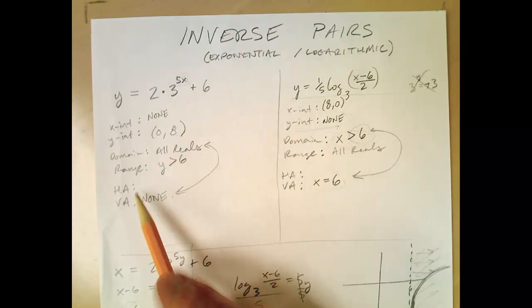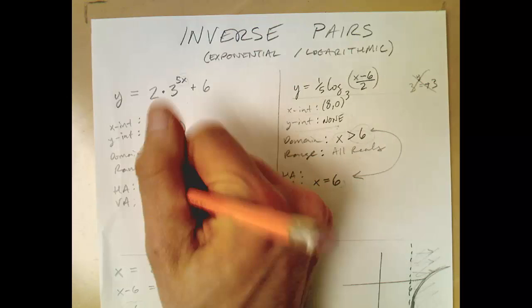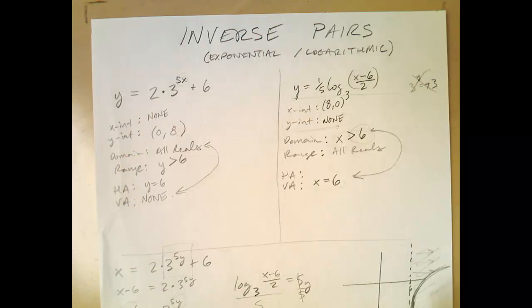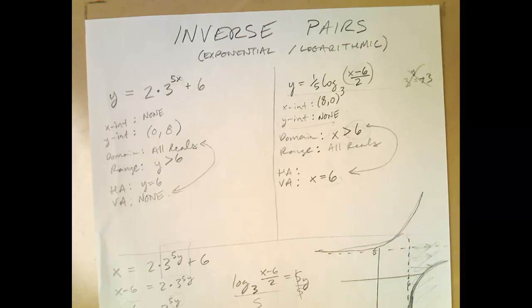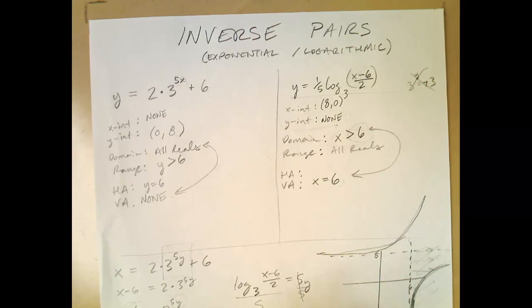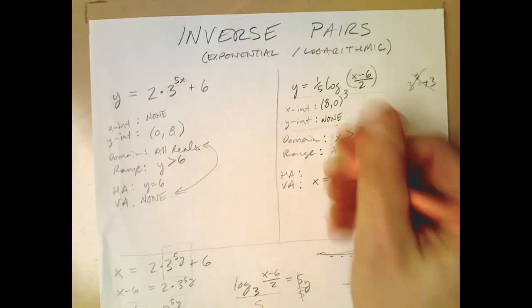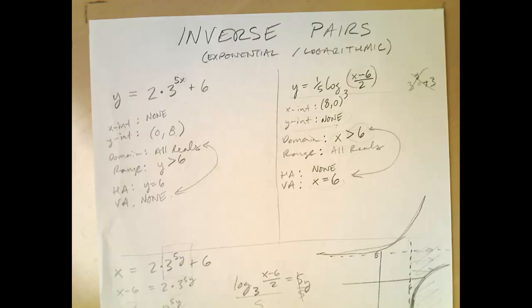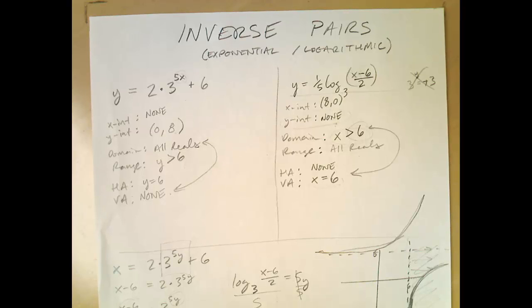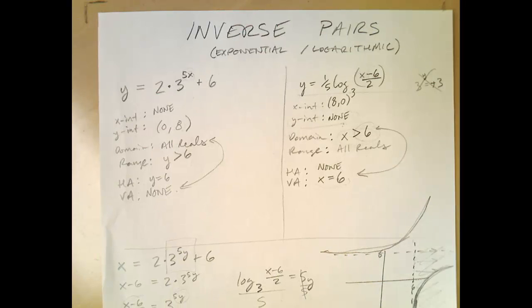All right, and then of course, horizontal asymptote reflects this vertical asymptote. So I've got this right here, which means I'm going to have a horizontal asymptote at 6, which the exponential function is going to asymptote down to, that horizontal line. Okay, and then the horizontal asymptote, no, there isn't one, because that reflects here as well. Okay, we're going to do one more example here, and I'll go a little faster this time.